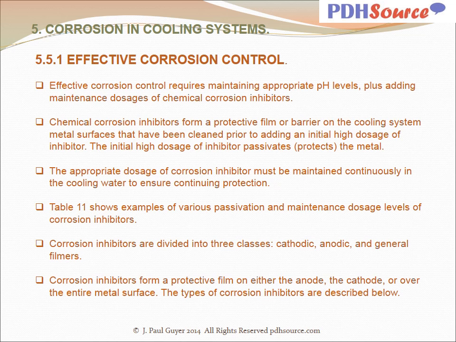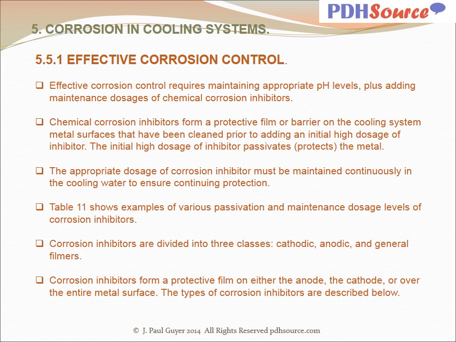Effective corrosion control requires maintaining appropriate pH levels, plus adding maintenance dosages of chemical corrosion inhibitors. Chemical corrosion inhibitors form a protective film or barrier on the cooling system metal surfaces that have been cleaned prior to adding an initial high dosage of inhibitor. The initial high dosage of inhibitor passivates or protects the metal. The appropriate dosage of corrosion inhibitor must be maintained continuously in the cooling water system to ensure continuing protection. Table 11 shows examples of various passivation and maintenance dosage levels of corrosion inhibitors.